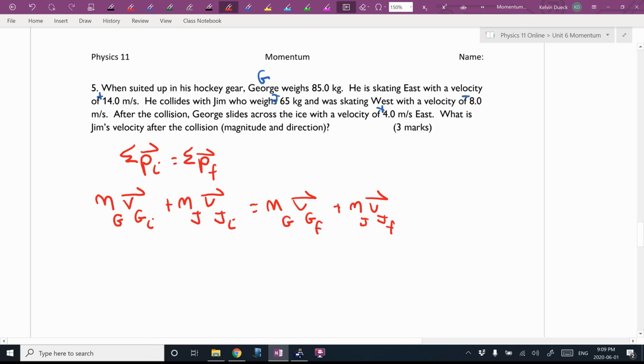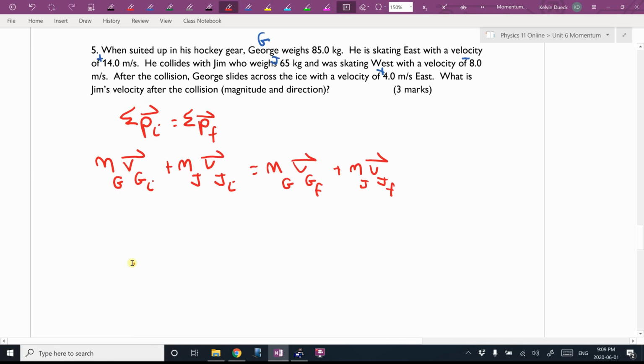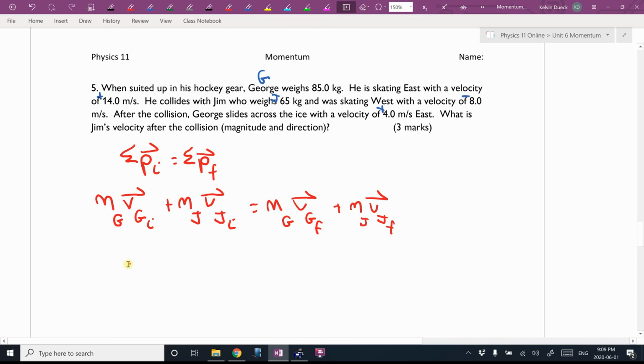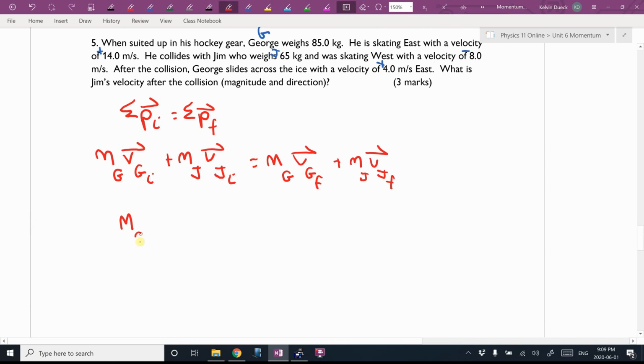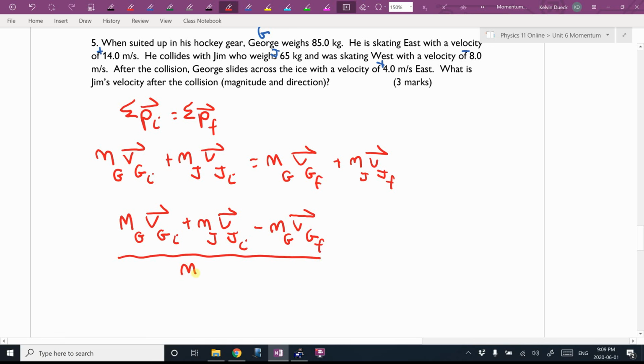I think I'm going to minus this over to that side, and then divide by mass J. I'm going to get lots of room. Hey, I got a whole page. Good. Mass G, velocity G initial, plus mass J, velocity J initial, minus mass G, velocity G final, all divided by mass J. That's going to be the final velocity of Jim.